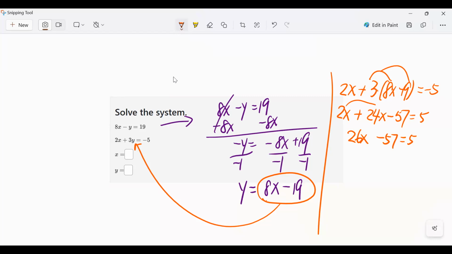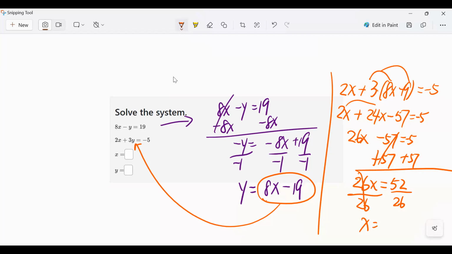Now add 57 to both sides of the equation. And so that 26x equals 57 plus 5, that's 52. And divide 26 from both sides of the equation. After that, x is by itself, 52 over 26, that's 2.